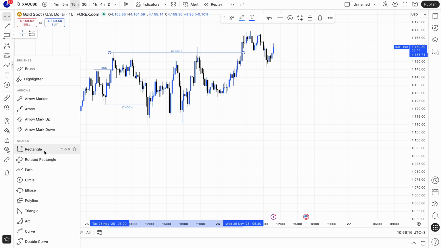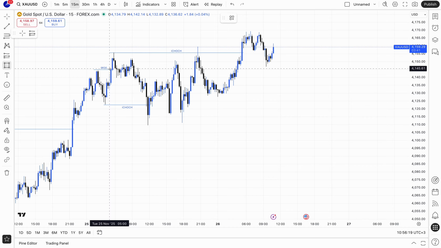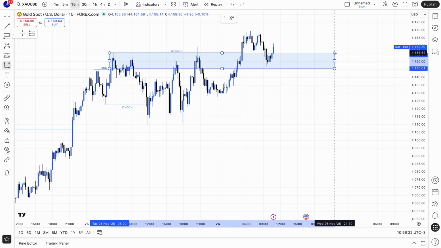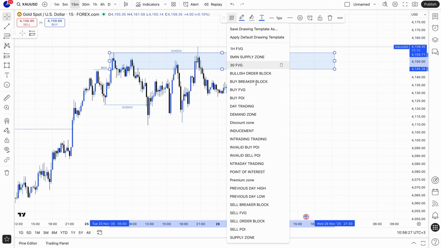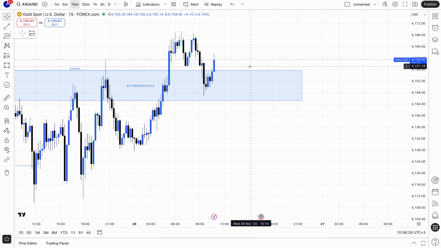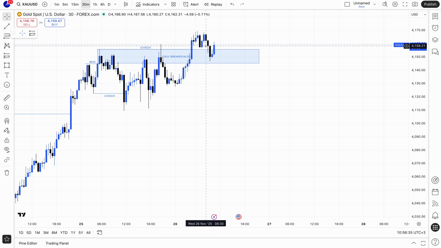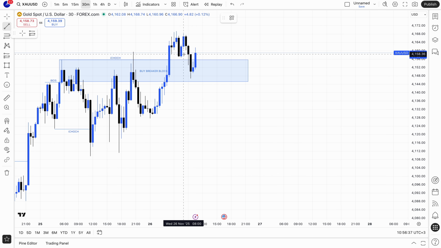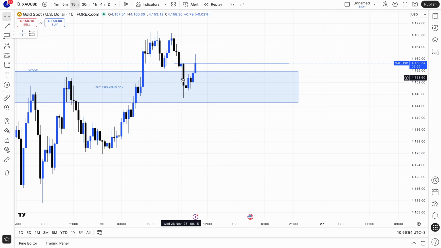Although we still have our breaker block, which is here, buy breaker block, and our confirmation, if the price closes above this, automatically I'm buying it. I'm buying this price. If the price closes above this, I'm buying it. Then my entry is gonna be around here.